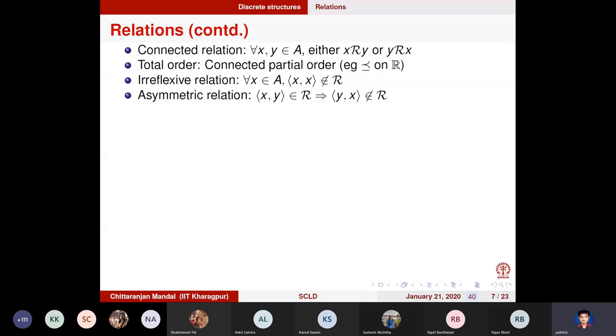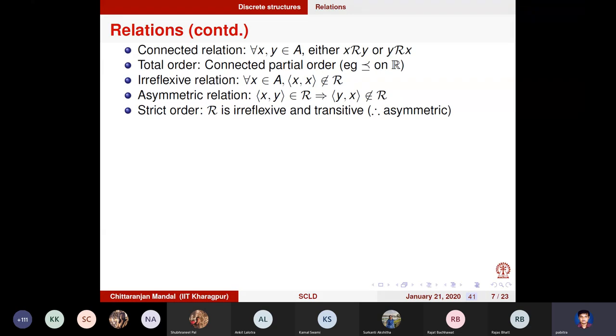A typical example of a strict order is the strictly less than relation over numbers, not less than or equal to. In fact, the asymmetric property you can prove from just irreflexive and transitive. So a strict order is one which is irreflexive and transitive, meaning it is also asymmetric.